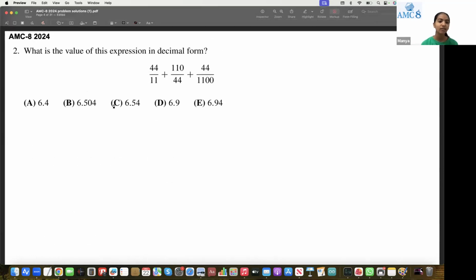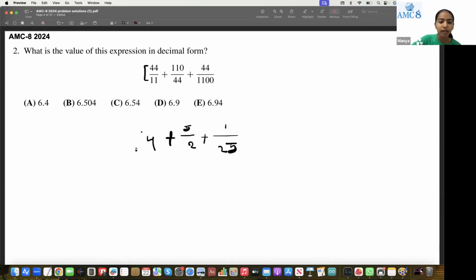Problem number 2. What is the value of this expression in decimal form? So we need to simplify this expression and write this in a decimal form. Well, we know that to simplify, 44 over 11 is just equal to 4. 4 plus, and we also know that 110 over 44, well, if we divide by 22 on both the numerator and the denominator, we'll be getting 5 over 2 plus 44 divided by 1,100 will be simplified into 1 over 25.